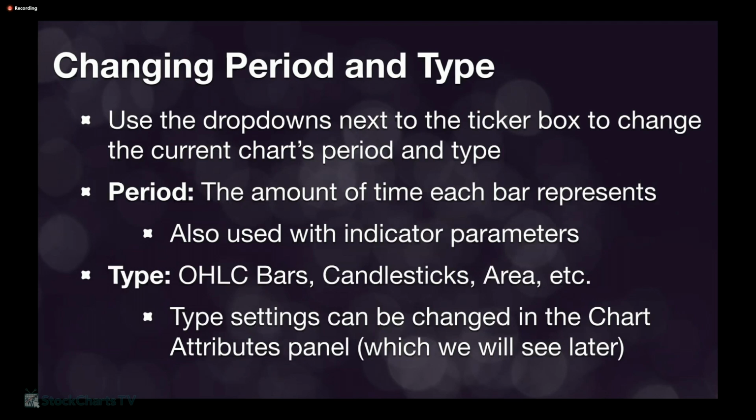Now, the final thing I'm going to demonstrate is there are 2 drop downs right next to the ticker box. One's called period, one's called type. These are pretty standard things you should be familiar with. Period, of course, is the amount of time each bar represents. And type is the kind of chart that we're going to display. Candlestick chart, an open, high, low, close bar chart, an area chart, all those different kinds of charts are available. So we're going to see those drop downs and how they can work.